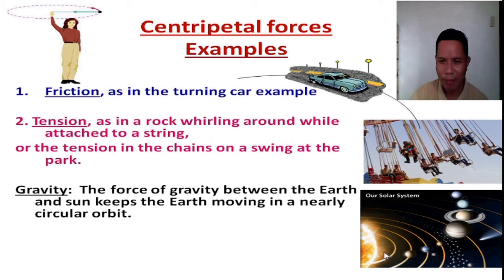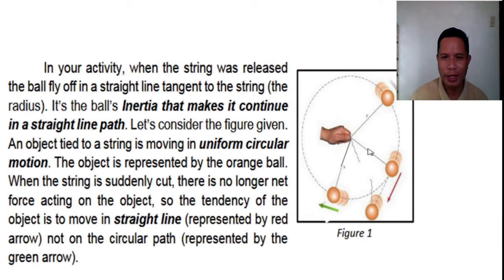Our planets have orbits. That's why they don't collide, but with the help of the Sun. Because our Sun has what we call gravitational pull. Right? Let's consider the figure given here.